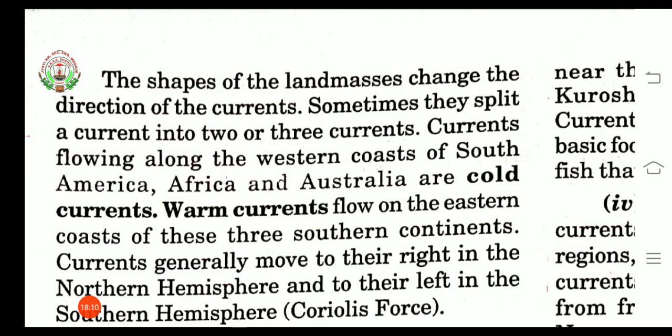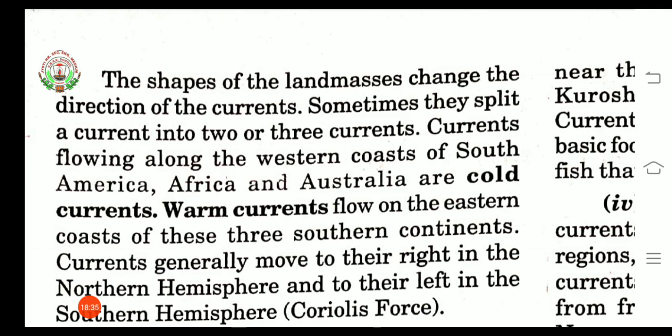Now, as you all know, all the land masses are not of the same kind. They are different from each other. These shapes of the land masses change the direction of the current. Sometimes they split a current into 2 or 3 currents. Now we will see some examples of warm and cold currents throughout the world.